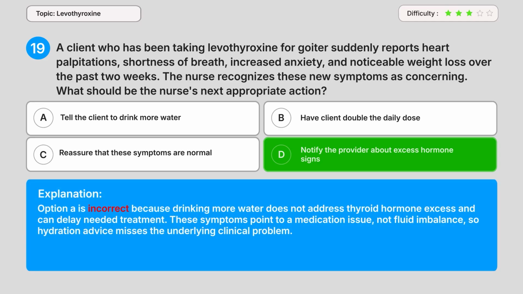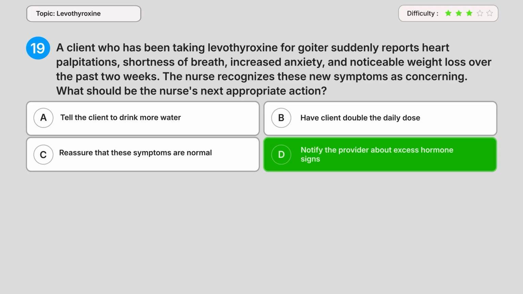Option A is incorrect because drinking more water does not address thyroid hormone excess and can delay needed treatment. These symptoms point to a medication issue, not fluid imbalance, so hydration advice misses the underlying clinical problem.